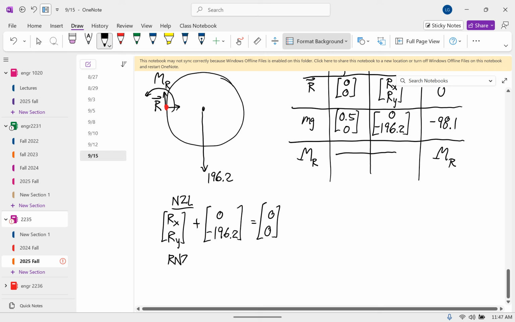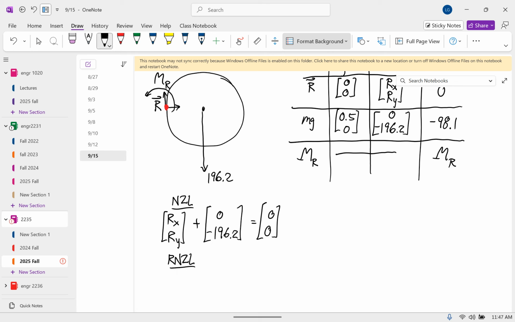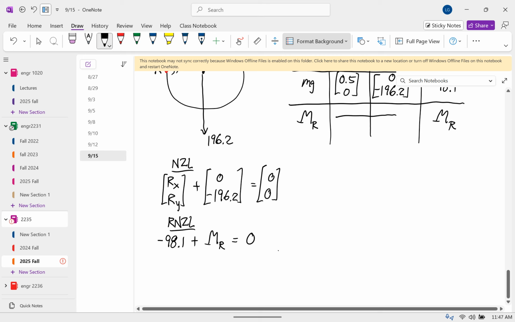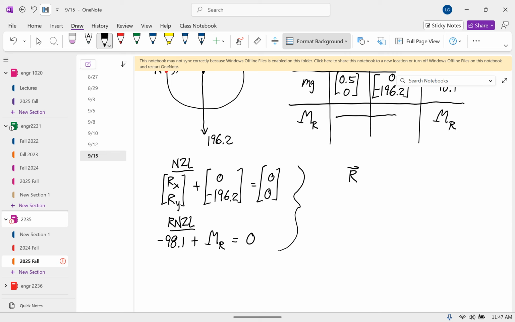And the moment equation says negative 98.1 plus MR is equal to 0. And so we get that R is 0, positive 196.2. And MR is 98.1 newton meters.